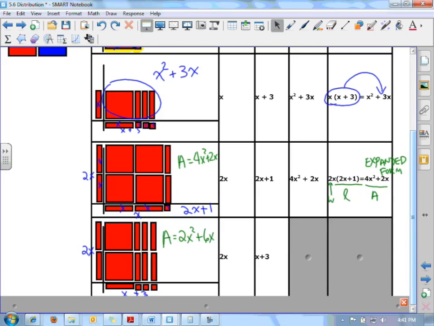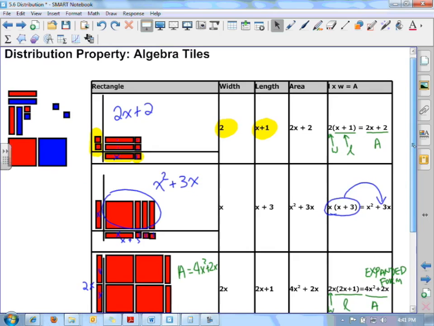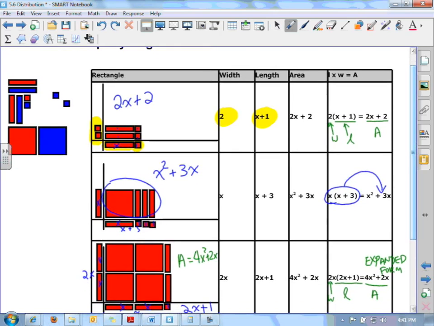So when we unveil the area, we get 2x squared plus 6x, and in equation format, we get 2x times (x plus 3) equals 2x squared plus 6x. So now I'm hoping you see a pattern here. What's happening here? How do we get from this form to that form? I'm going to scroll all the way to number 1, and you'll have time to copy it. Take a look at what's happening here.